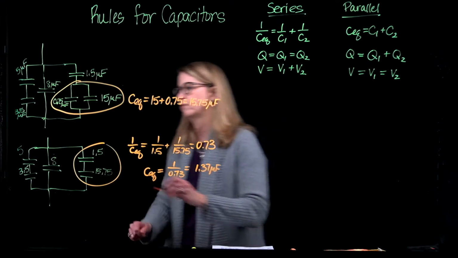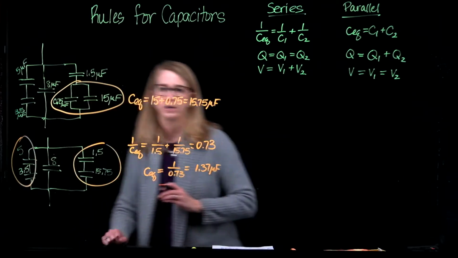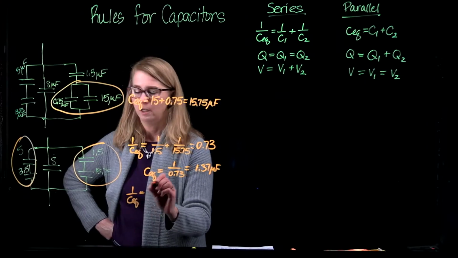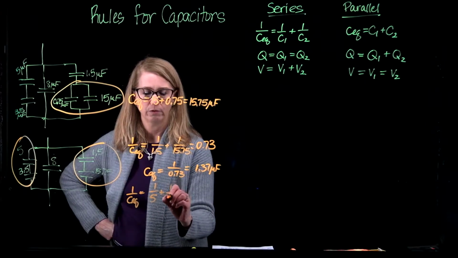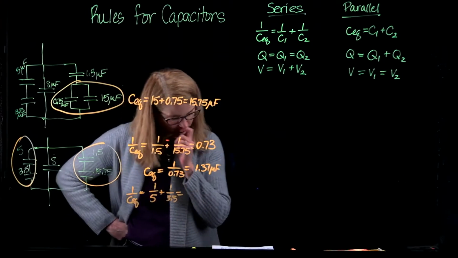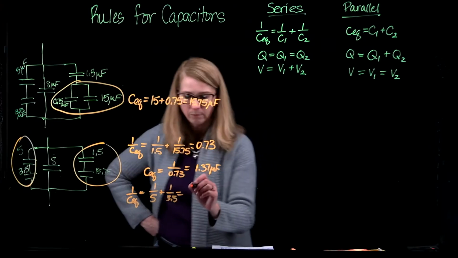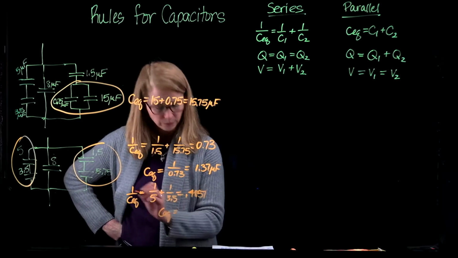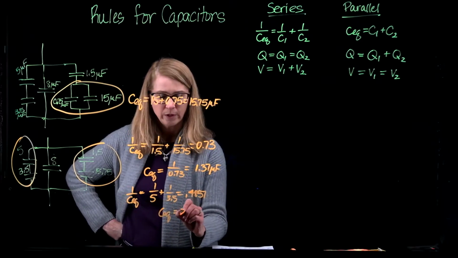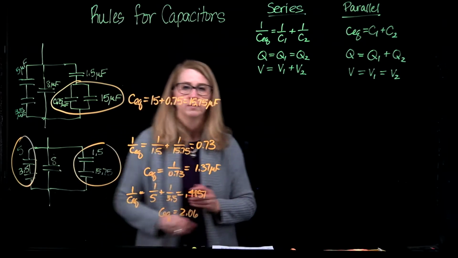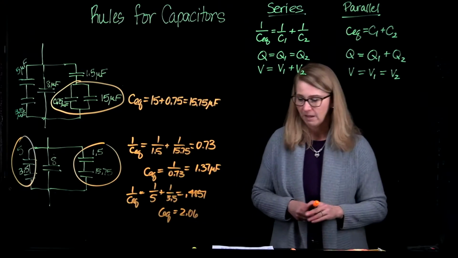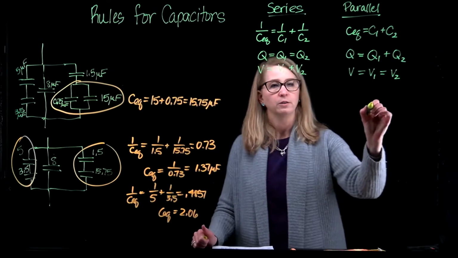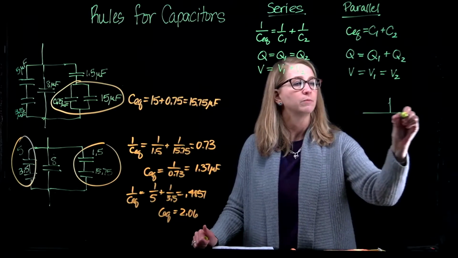I'm going to do the same thing for these two over here because they're in series as well. So 1 over that equivalent is 1 over 5 plus 1 over 3.5, which gives me 0.4857, which means the equivalent of those two added together is 2.06. Now, I've made this drawing a lot simpler. I'm going to just put the picture over here so I have some breathing room.